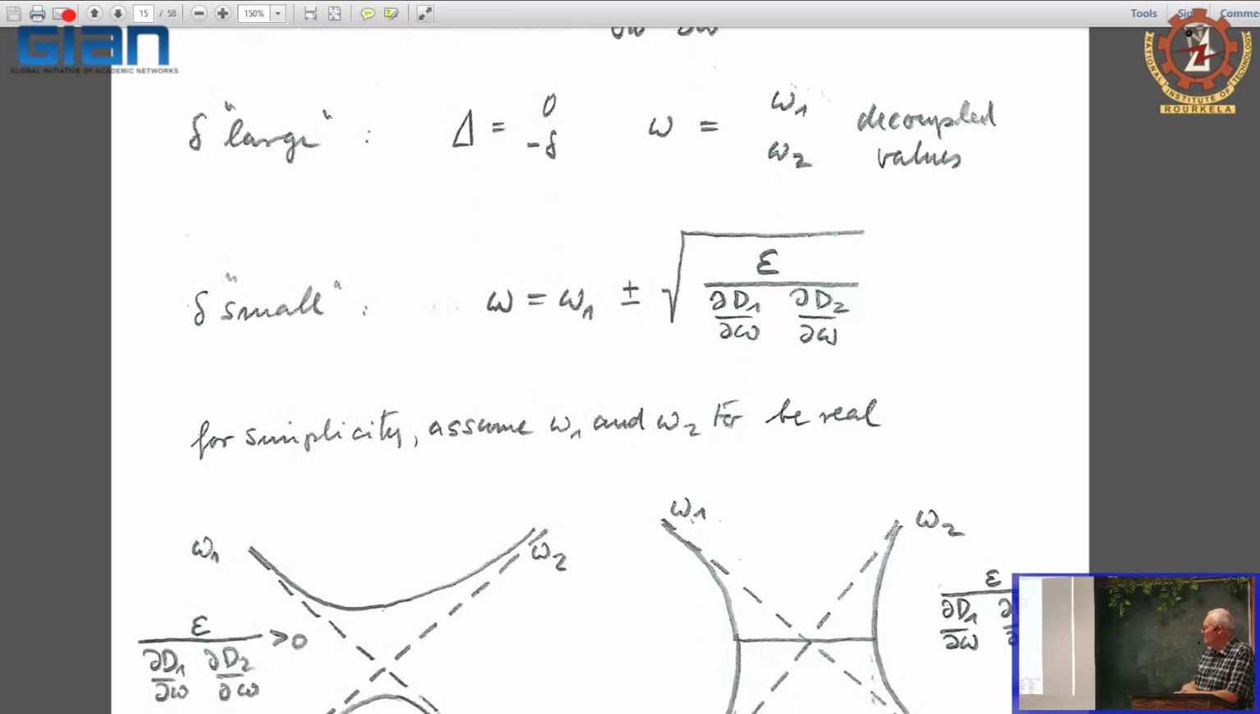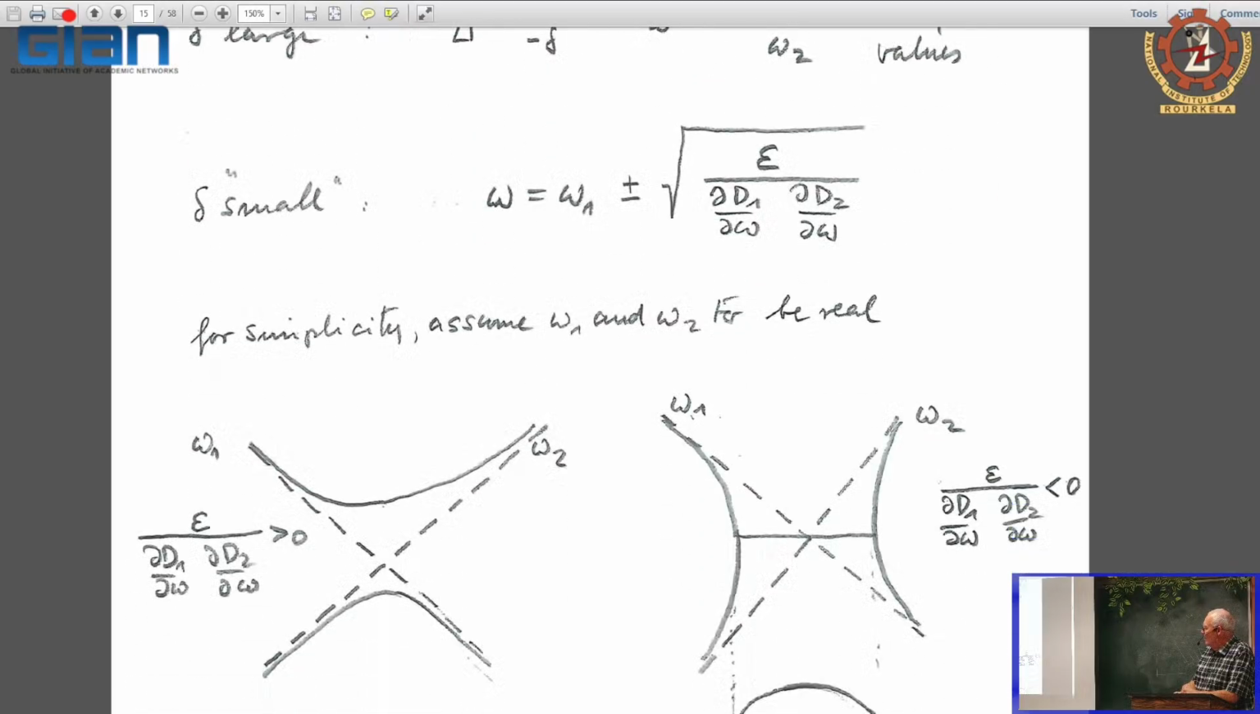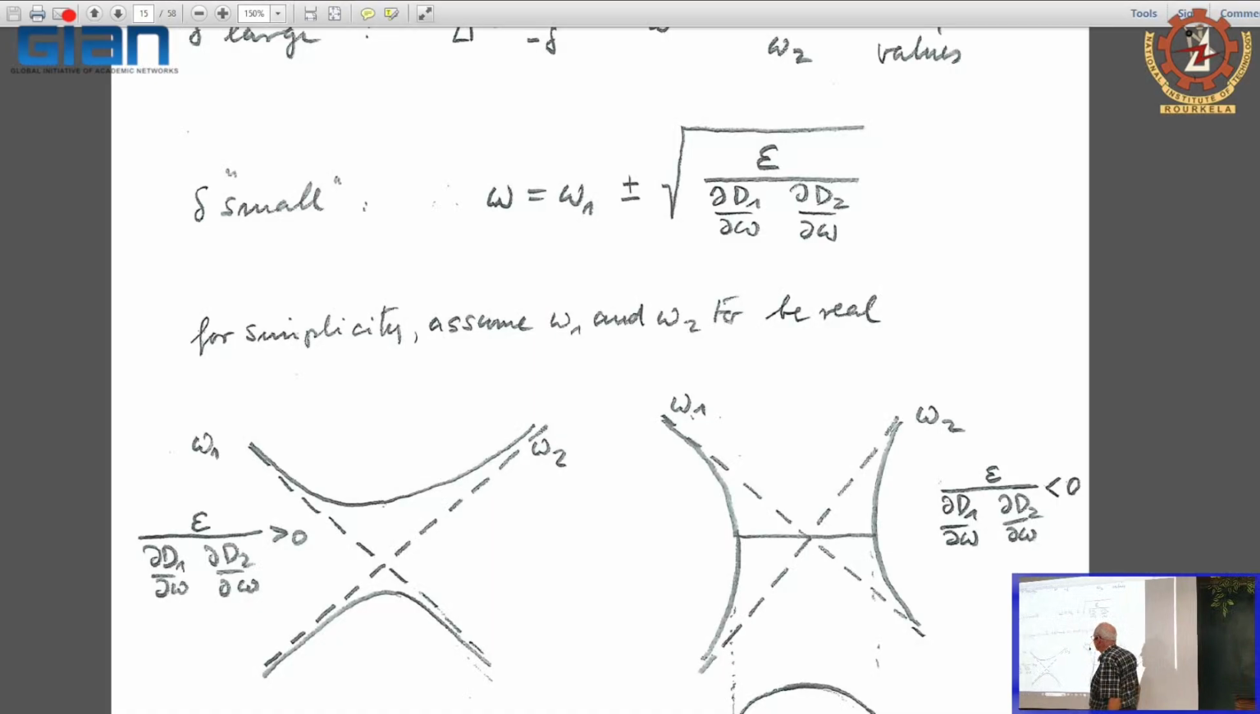How does this look like? Okay, if d1 by the omega and d2 by the omega are real, omega 1 and omega 2 are real, and epsilon is a real quantity, well, then in the case that the term underneath the root is positive, we arrive at the following coupling picture. The dashed lines are the omega 1 and omega 2, which cross, or which are in resonance, at some position, depending on the parameter.